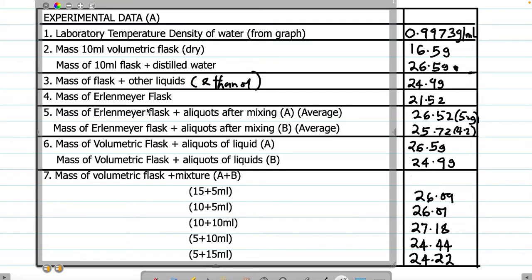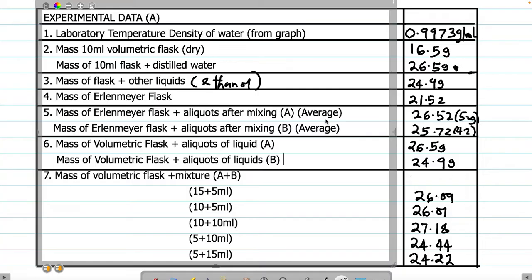Now, the mass of the flask when it was empty gave us 21.52. The mass of the flask plus the aliquot after mixing gave us 26.52. This average simply means that they asked us to do 5 successive aliquots of A. So 5 successive times, and the average is the amount obtained divided by the number of times.